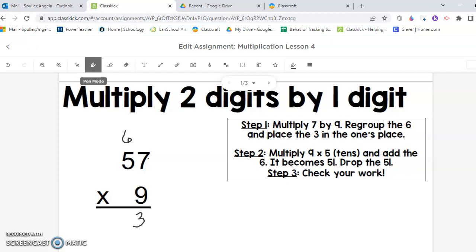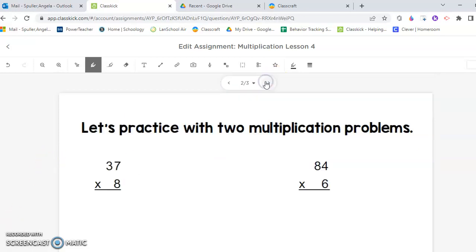Now it's time to multiply 9 times 5, which is actually 9 times 50 because it's 9 times the tens place. Okay, so 9 times 5 is 45. Add the 6, which is going to get me 51. Since we have no other numbers to multiply, I can just drop both numbers down. So 57 times 9 equals 513. Great job.